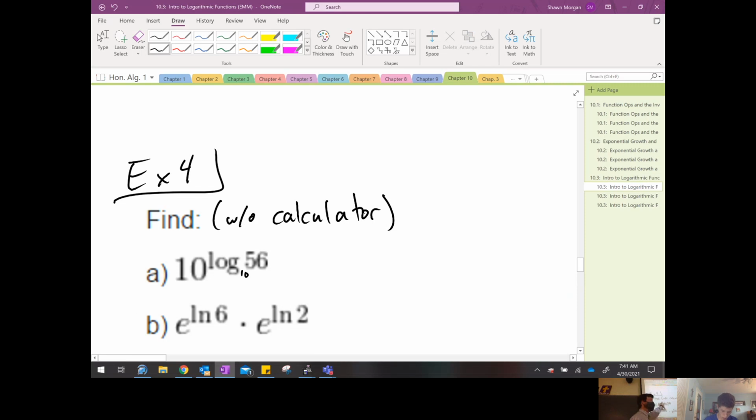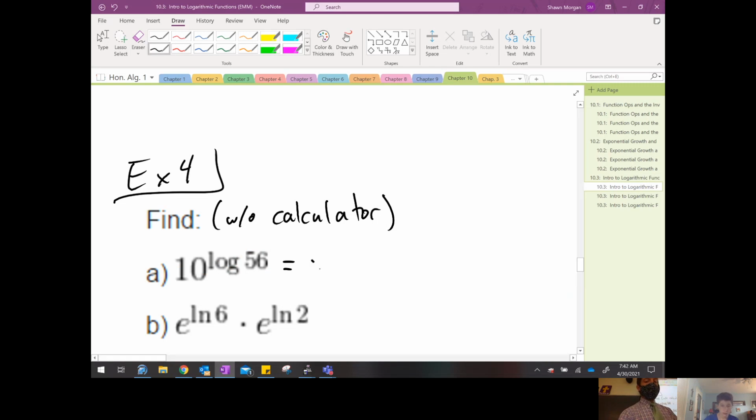Now I've got 10 to the power of log base 10. That's like saying plus 5. That's like saying times 2 divided by 2. That's like saying cube root. Those two functions undo each other. So what does this boil down to? It boils down to 56. Now you say, wait a minute, you haven't already taught me that. I surely have.